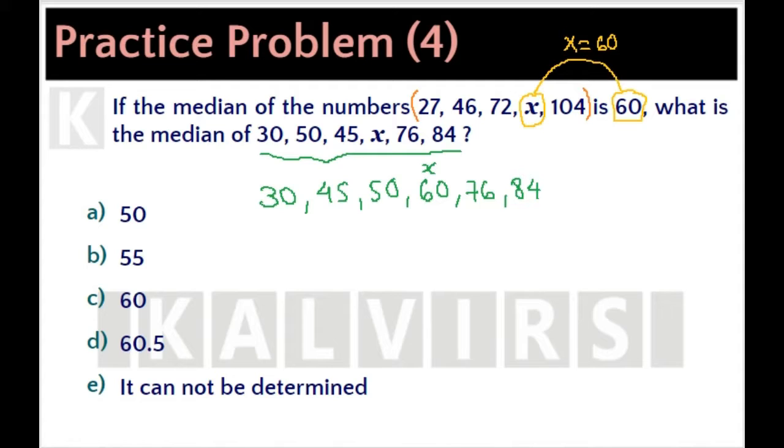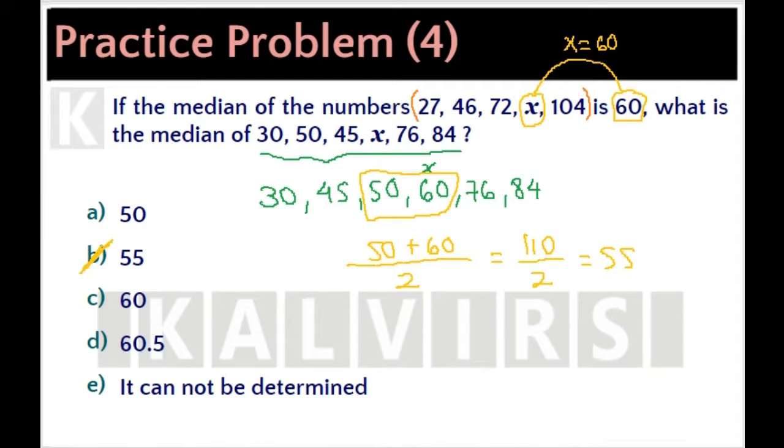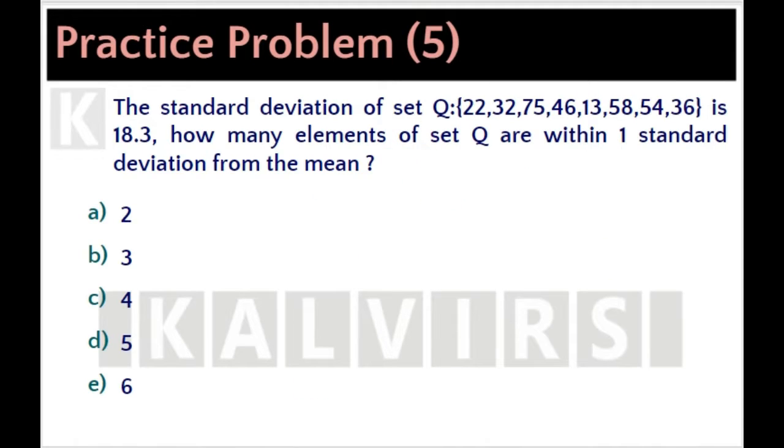Now, since there is an even number of members in this set, then the median is the mean of the two central terms. 50 plus 60 over 2, 110 over 2, 55. Choice B is correct. The standard deviation of set Q is 18.3. How many elements of set Q are within one standard deviation from the mean?